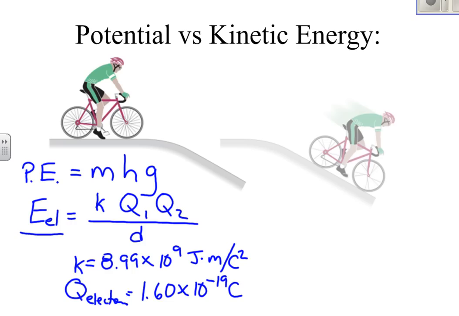Over on the right, we have the bicycle rider now going down the hill, so that potential energy is now being converted into kinetic energy. And we have our classic formula for kinetic energy, equal to 1/2 the mass times the velocity of the object squared.